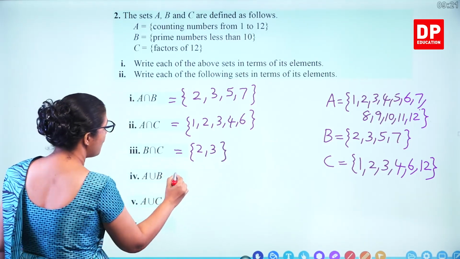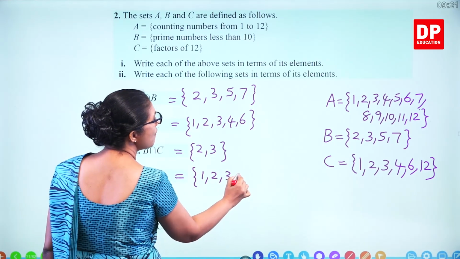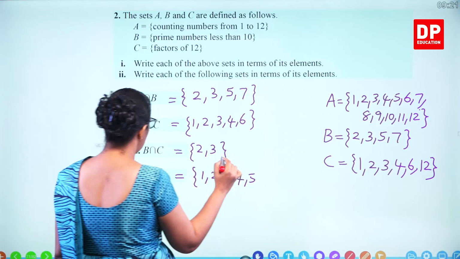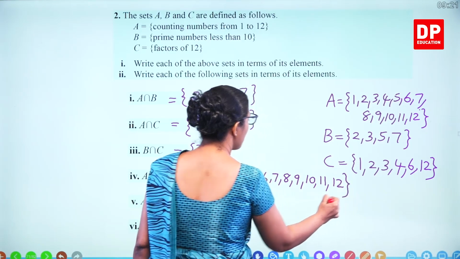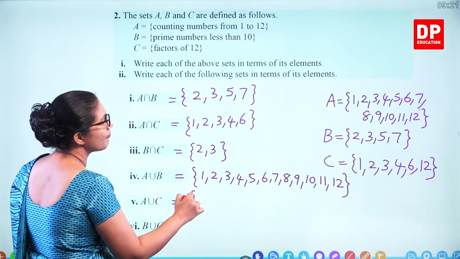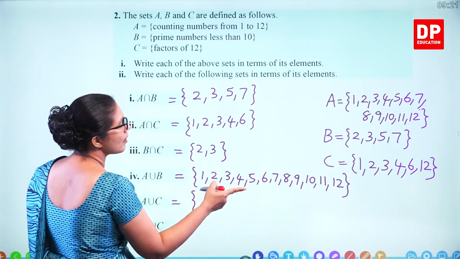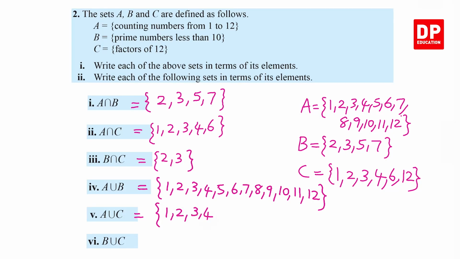A union B. Everything in A, B or both. 1, 2, 3, 4, 5, 6, 7, 8, 9, 10, 11, 12. Everything you have to write. A union C. So up to 12 you have to write everything. 1, 2, 3, 4, 5, 6, 7, 8, 9, 10, 11, 12.